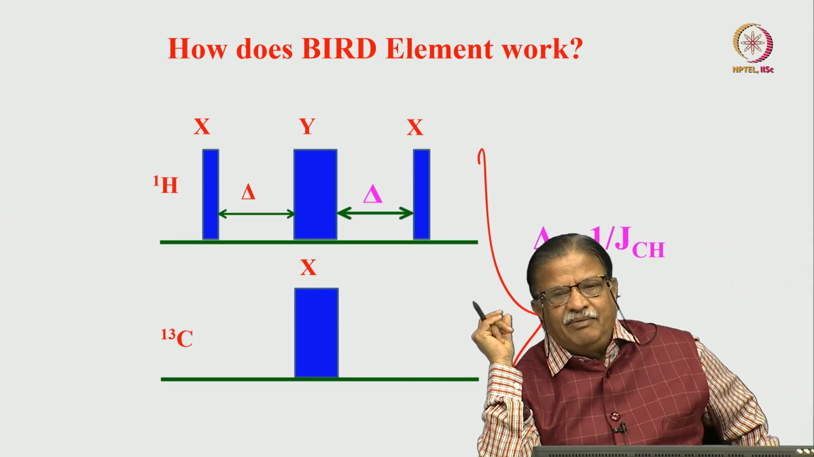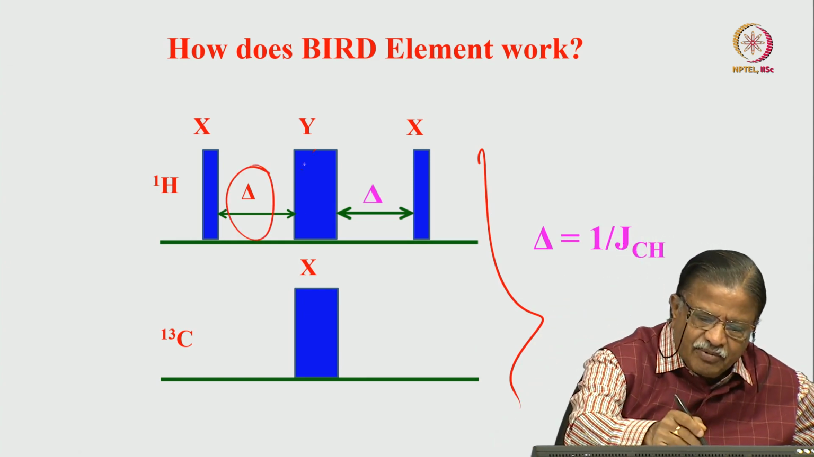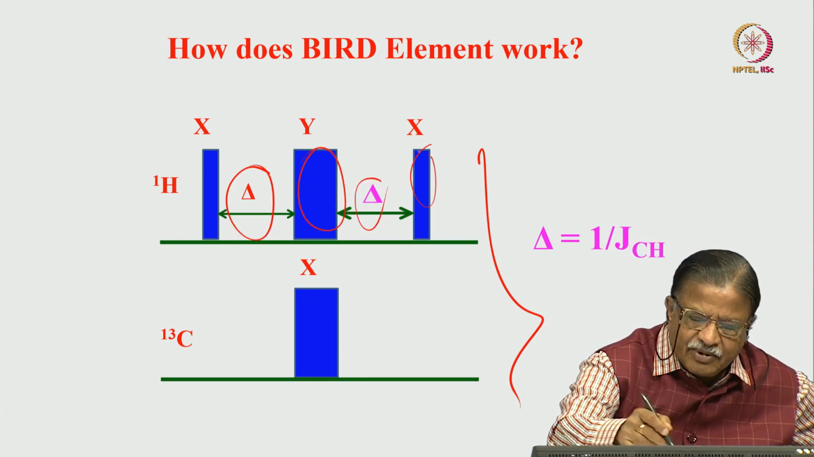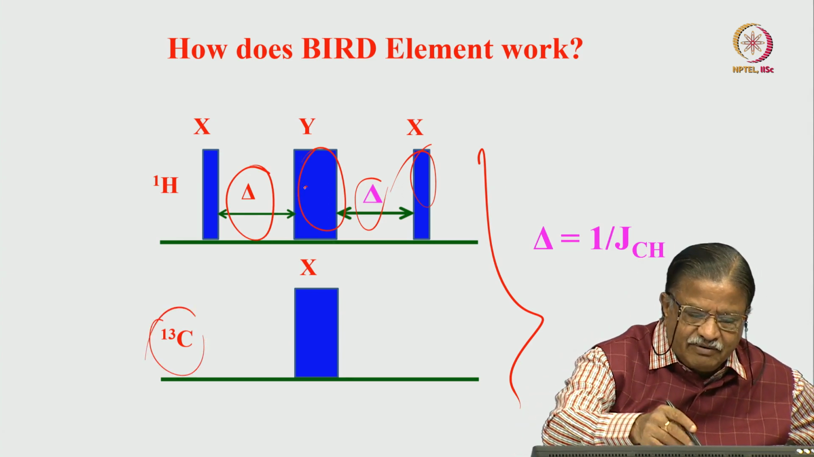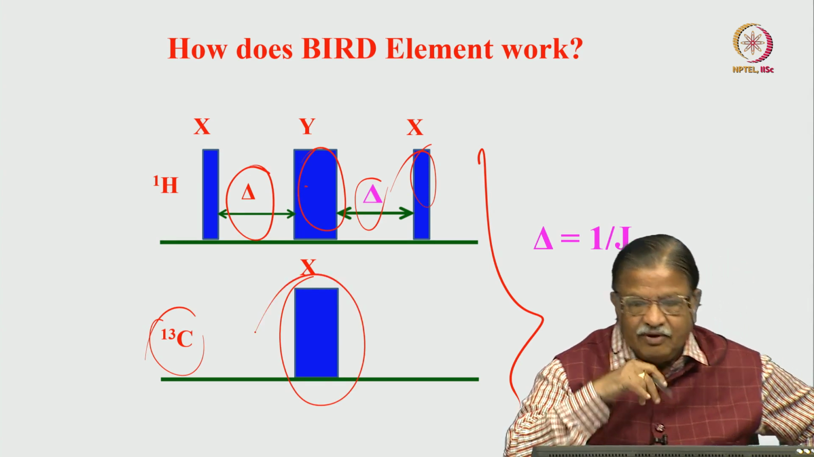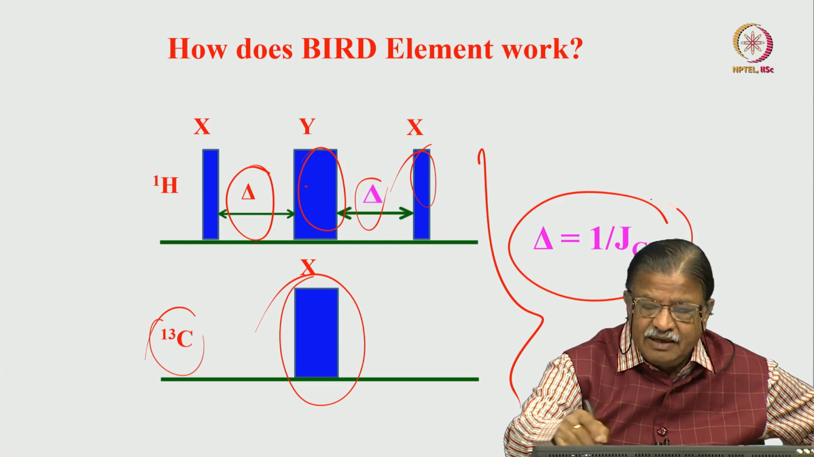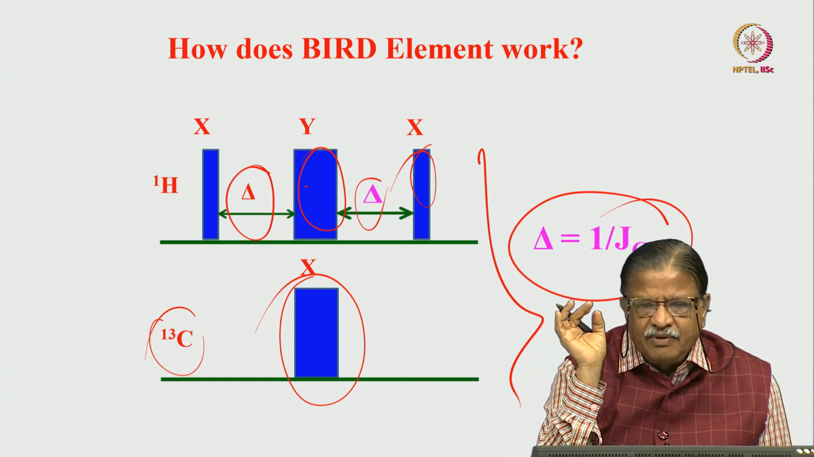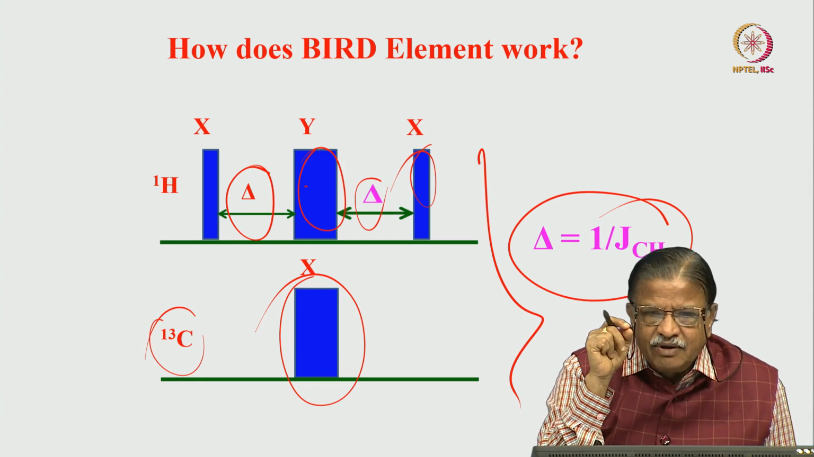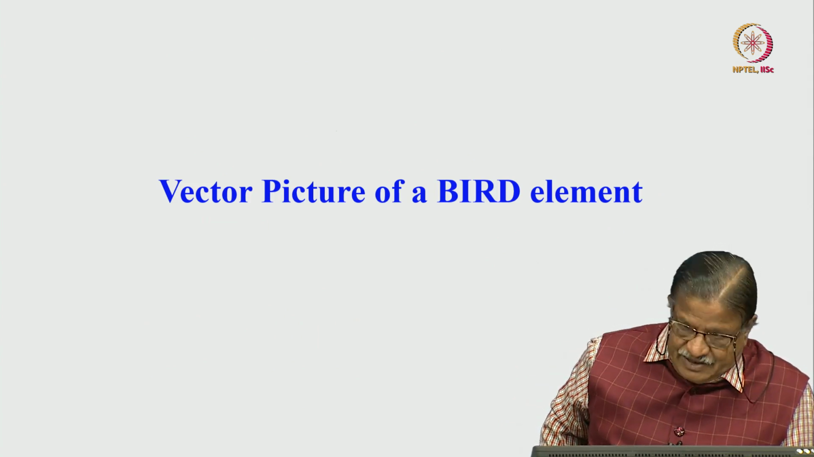In the BIRD element, we have a proton 90 pulse, a delay, proton 180, delay, proton 90. At the same time, on the carbon 13 channel, when the proton 180 is applied, carbon 180 is also applied. And the delay in both cases is set to 1 by JCH. This is how the BIRD element is used. But how does this BIRD work? How does it do the filtering? We will see this in the vector picture of the BIRD element.